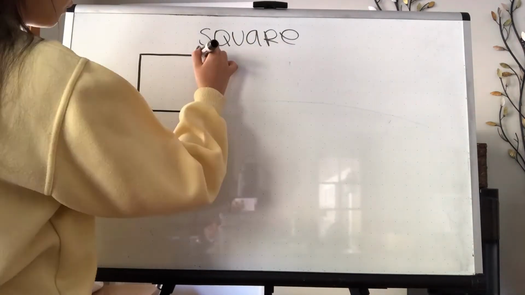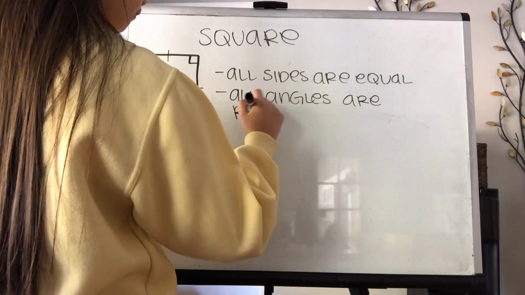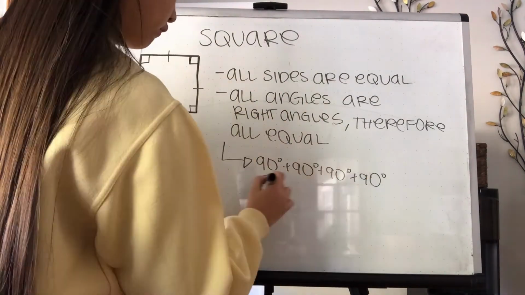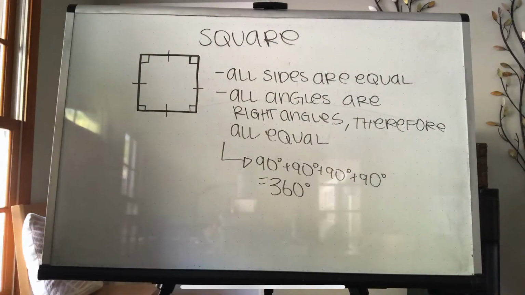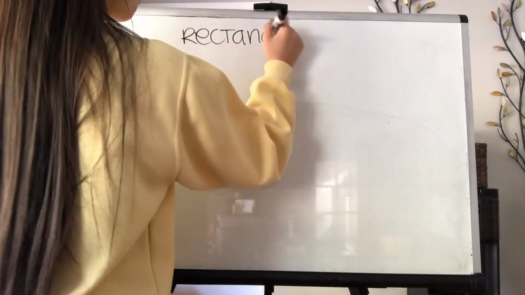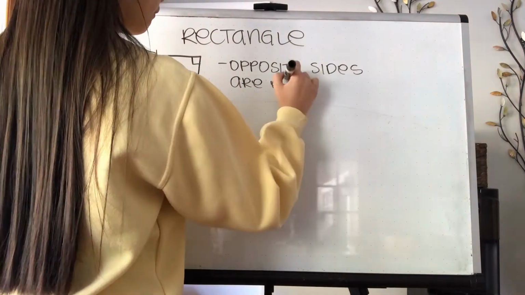The first quadrilateral we're going to talk about is a square. A square has all sides equal, and all of the angles are equal as well, and they're also right angles. So it'd be 90 degrees plus 90 degrees plus 90 degrees plus 90 degrees, or 4 times 90 equals 360 degrees.